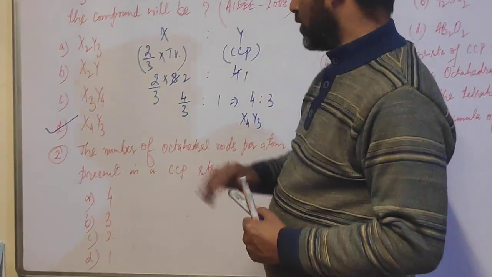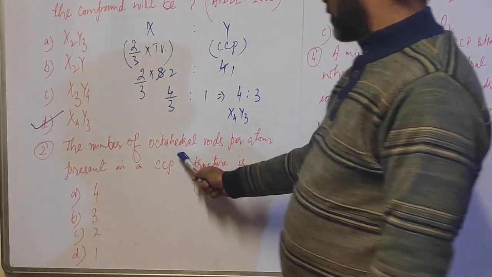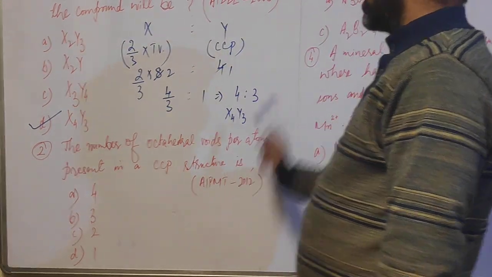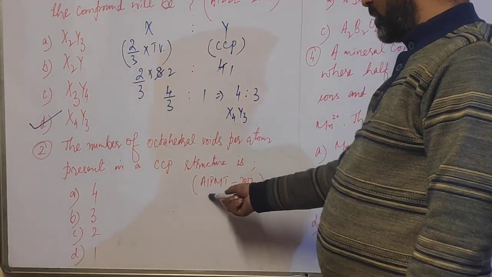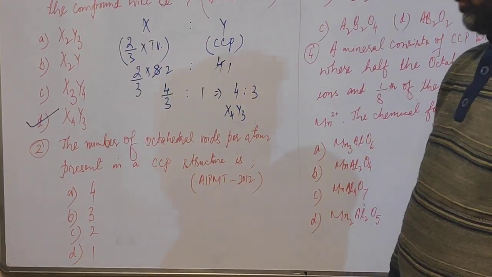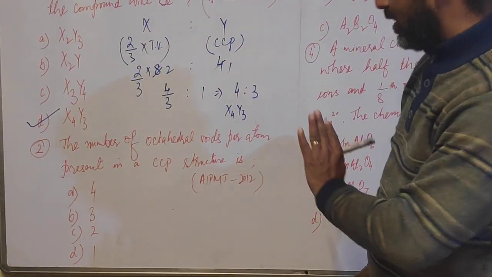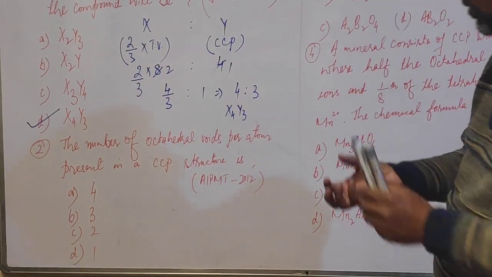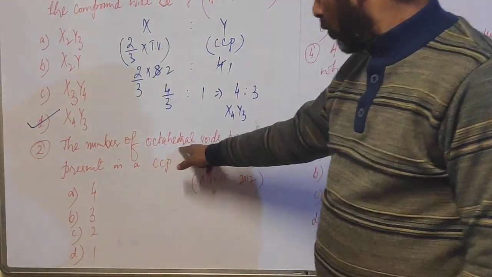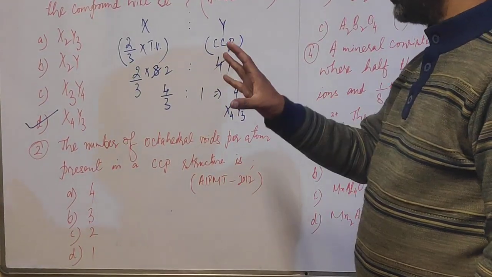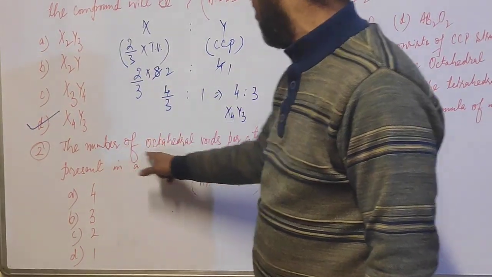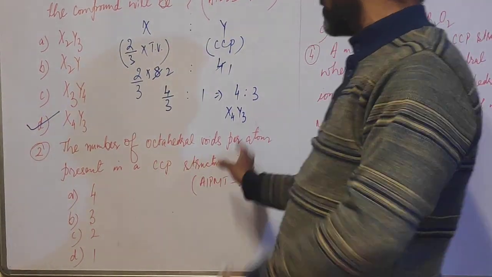Now the next question is, the number of octahedral voids per atom present in a CCP structure is. Question was asked in AIPMT, that is NEET 2012. Now student, the question looks very easy, but there is one mistake that students commonly make. Look carefully, the number of octahedral voids per atom is asked, not per unit cell. So students, don't make this mistake in a hurry. Number of octahedral voids per unit cell in CCP structure.